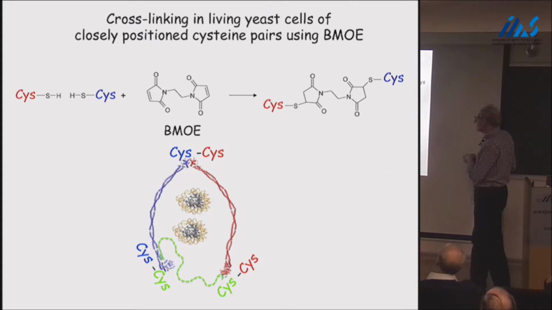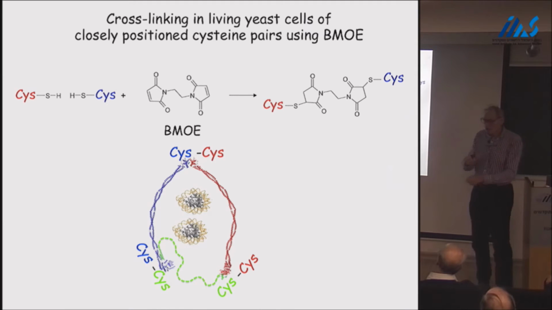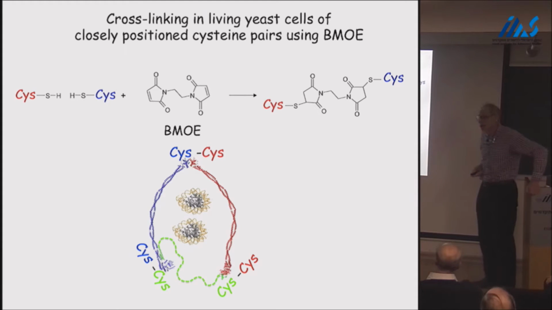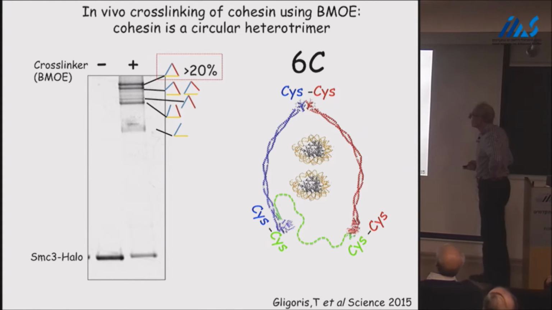And the great thing about this is you can take a living cell and just put it on ice, add BMOE, and leave it for a minute, and then break open the cell. Basically, you can induce this cross-linking almost instantaneously in a living yeast cell. And then you end up producing this structure here. Now, using this cysteine-cysteine cross-linking, we can actually ask, is cohesin really forming a ring inside living yeast cells?